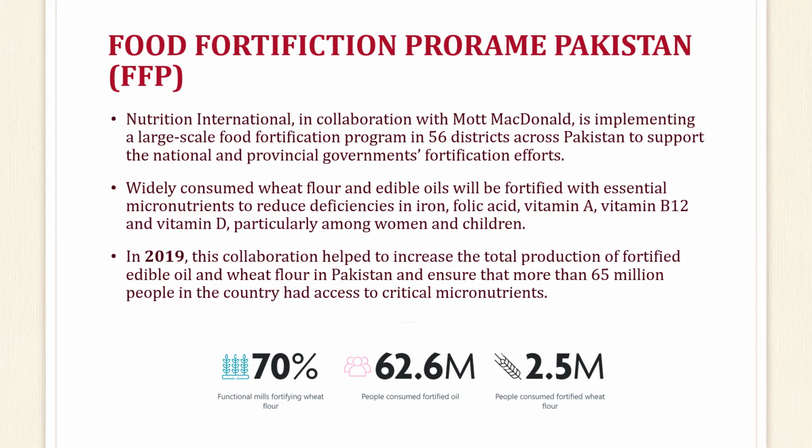As of 2019, this collaboration helped to increase the total production of fortified edible oil and wheat flour in Pakistan and ensure that more than 65 million people in the country have access to critical micronutrients. As per 2019 data, 70% of the functional mills were fortifying wheat flour. There were 62.6 million people consuming the fortified oil, and 2.5 million people consuming fortified wheat flour.